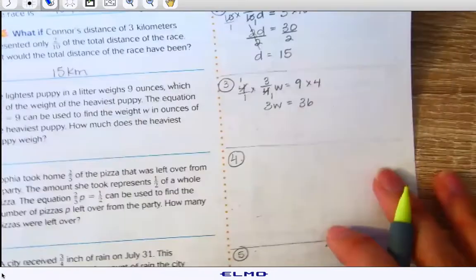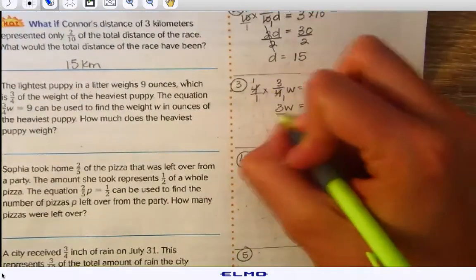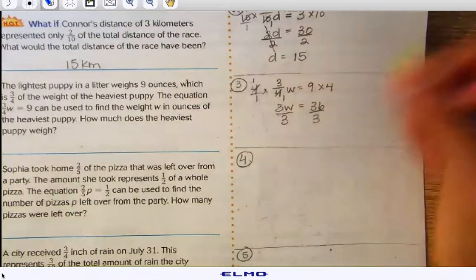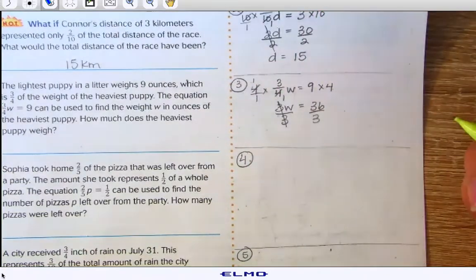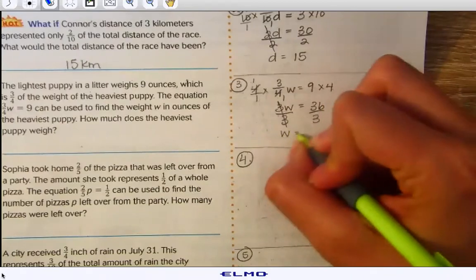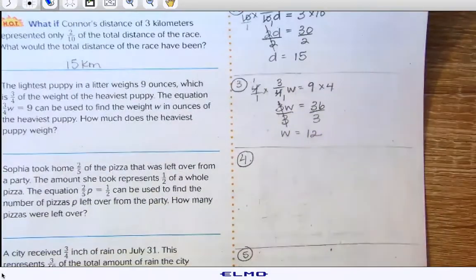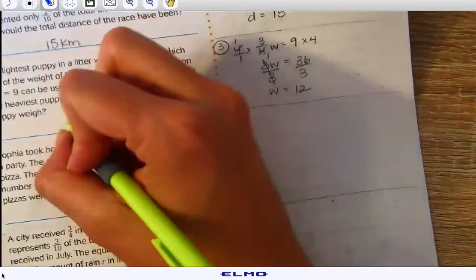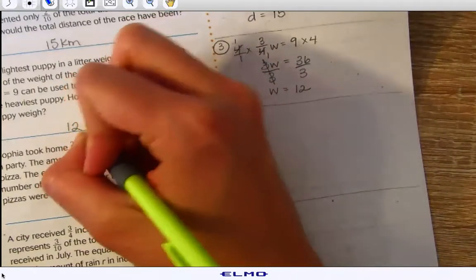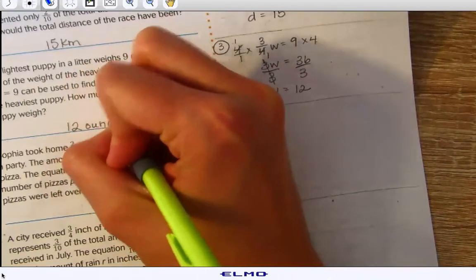And again, you may be able to do some mental math here, but we need to practice using our division property, so the 3's cancel out. The leftover is W equals 12. So how much do they weigh? The puppy weighs 12 ounces.